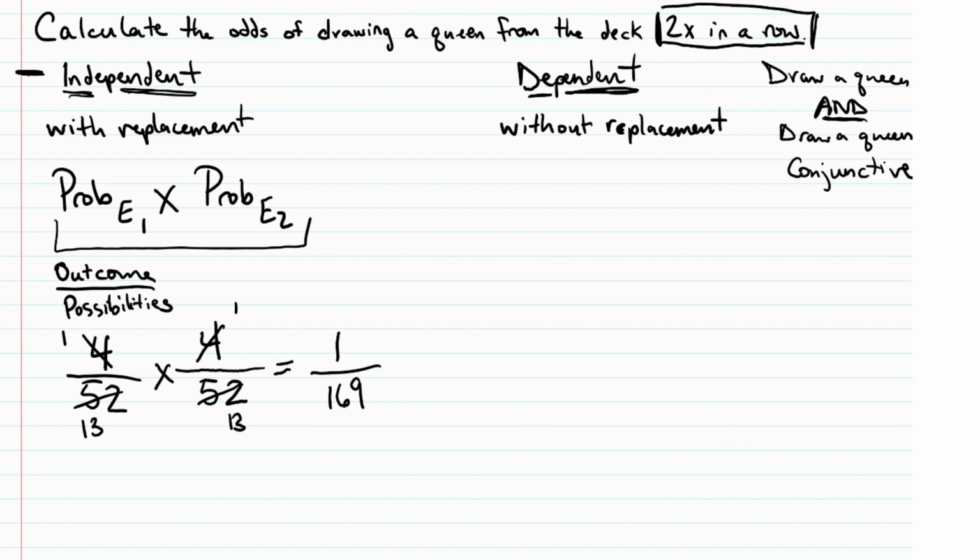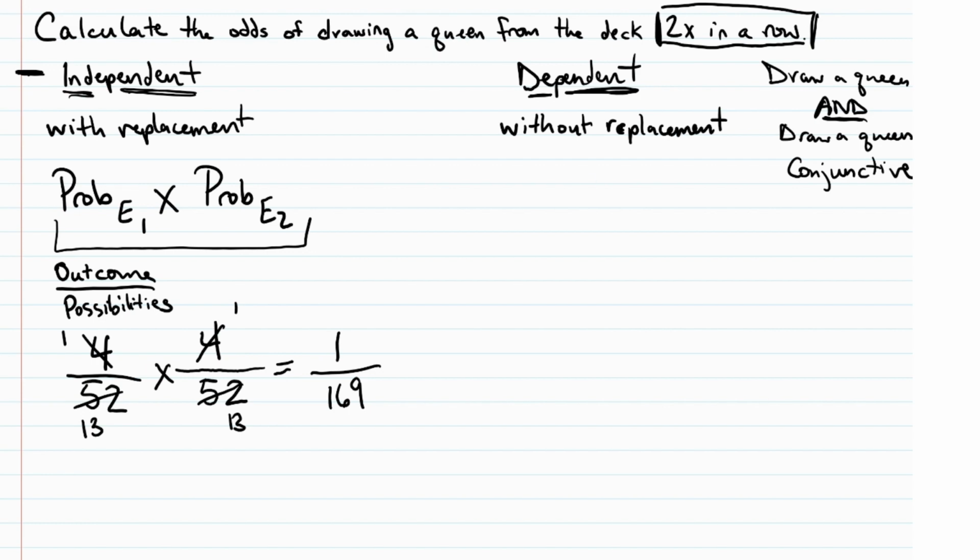And so that means your likelihood is 1 in 169. That's the probability that you're going to get 2 queens in a row if you pull twice. So that's really, really low. But now let's look at the dependent event version, where you don't replace the card that you draw.